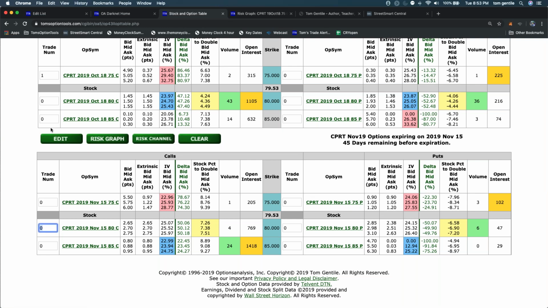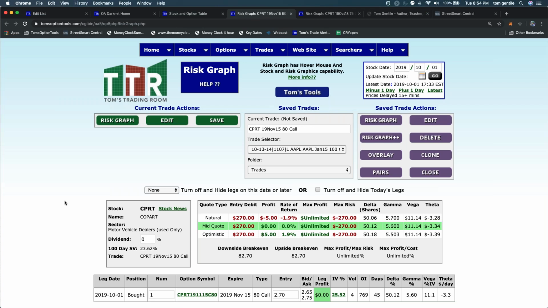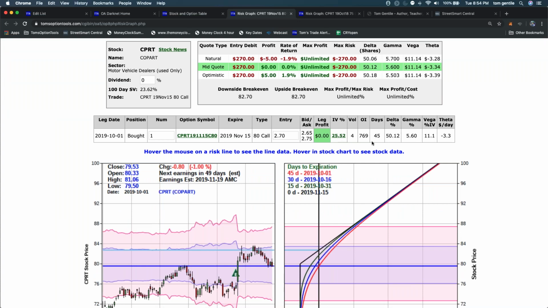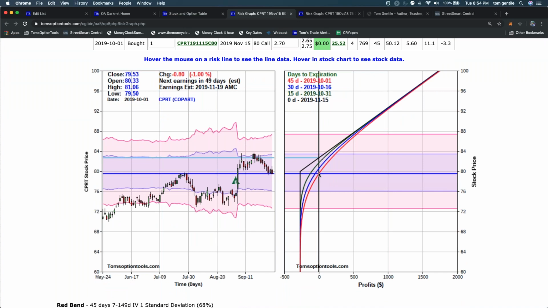Okay, so let me clear out the trade in October, and let's look at the 80 calls. I'm going to put one of those in. Let me hit the risk graph there. So now what I'm looking at is an option that's going to cost $270, but it has 45 days to expiration. So I've got more time on my side to be right.